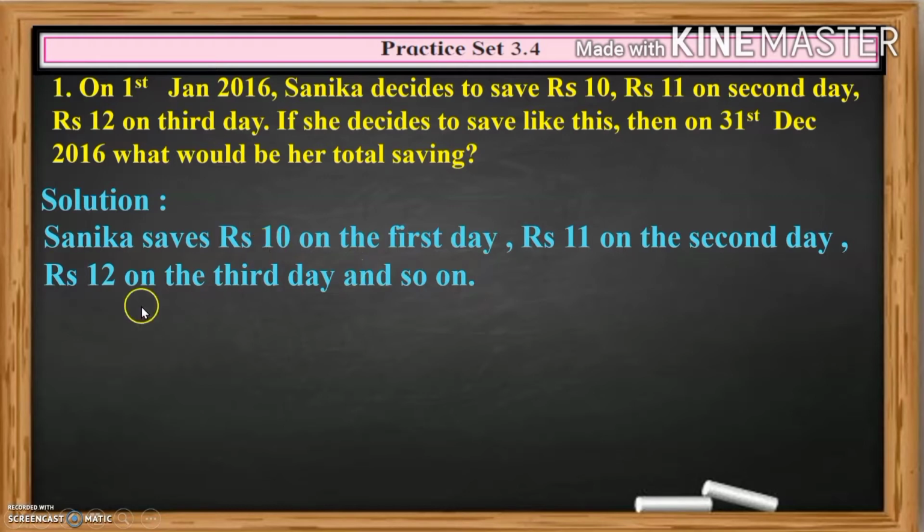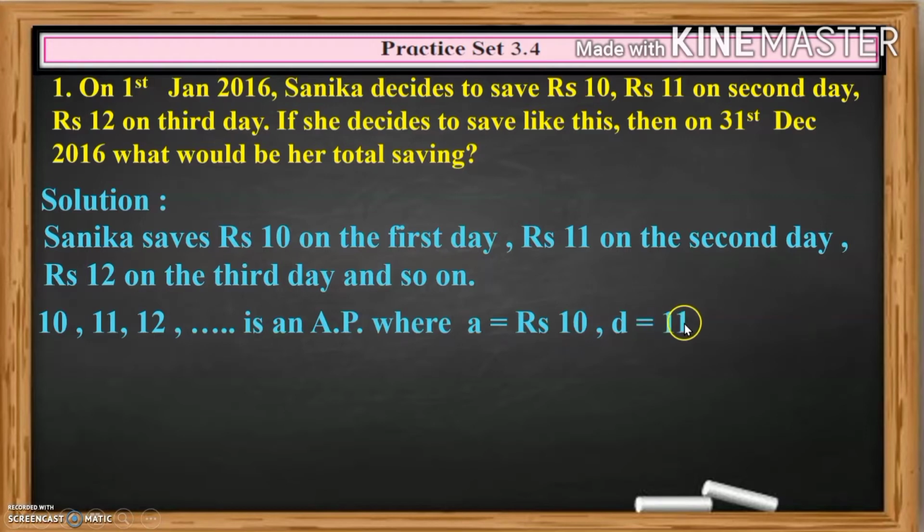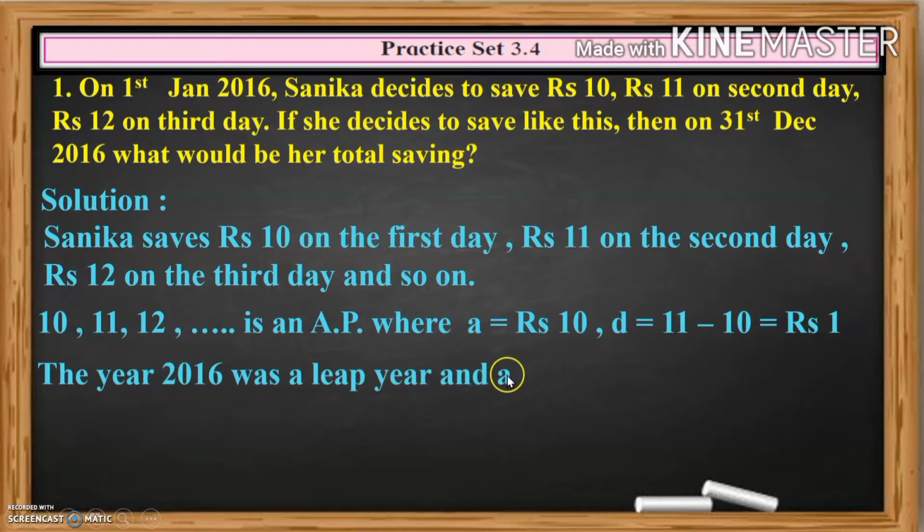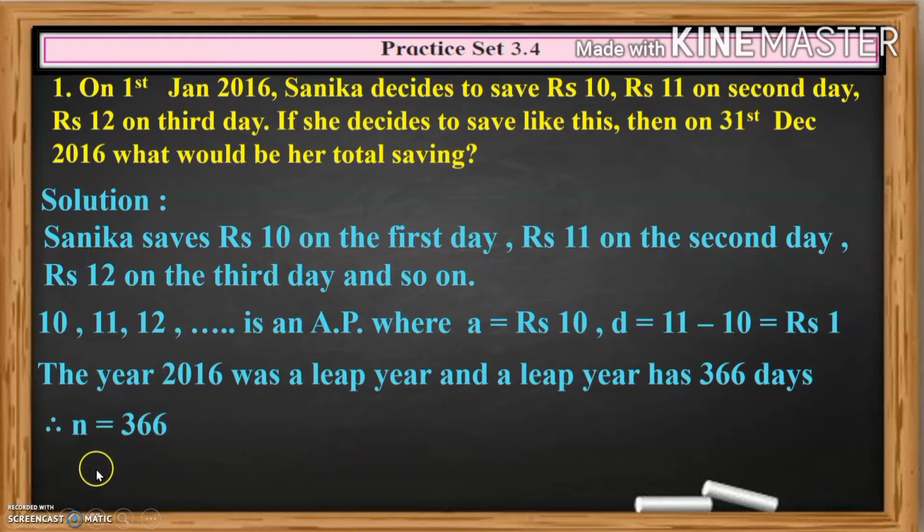So her savings, that is 10, 11, 12, and so on, forms an AP where a is equal to 10 and d is equal to 11 minus 10 equal to 1. So this is the AP. Now we have to find out how much she would be saving in the entire year. The year 2016 was a leap year, and a leap year has 366 days. That means n will be equal to 366. So we have to find out the total savings in the entire year.